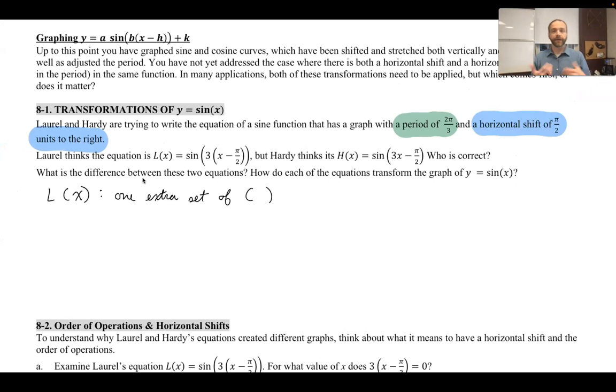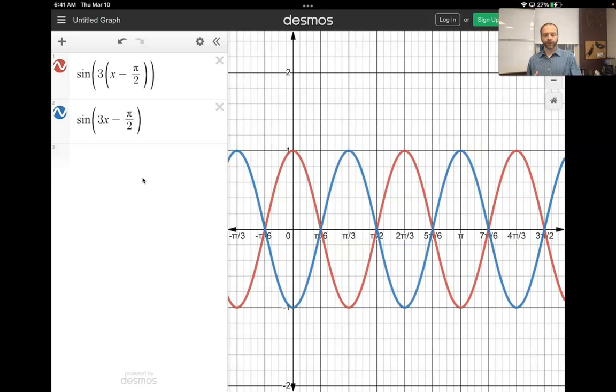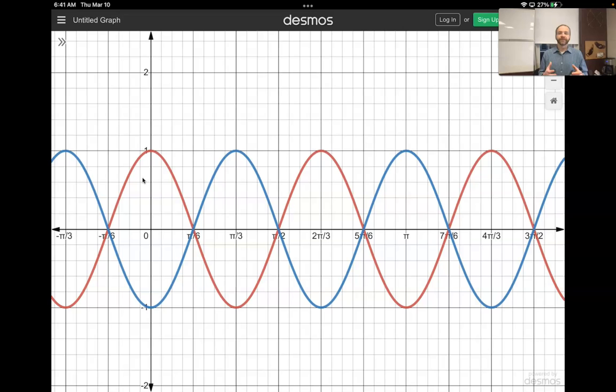And to do this, I could put these in my calculator. I'm just going to go ahead and pull it up using Desmos. So if I have right here both equations, I'll quickly hide it. These are the two equations that we're dealing with. And so we need to figure out who's right and who's wrong. Well, what do we know? We knew that there was going to be a phase shift of pi halves. So I know I'm starting at pi halves, and I know it's a sine graph.